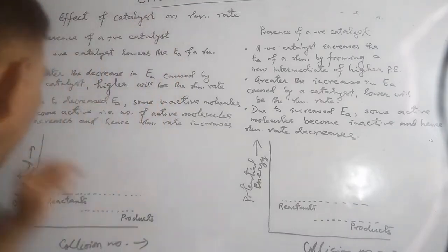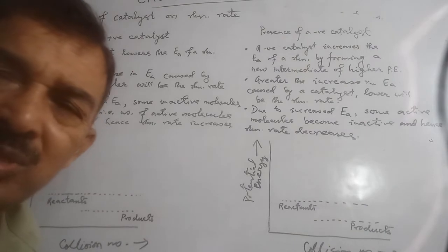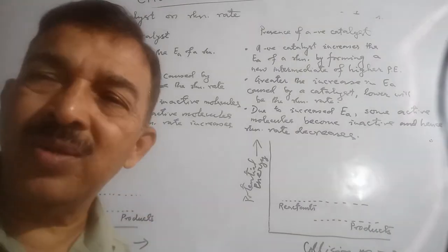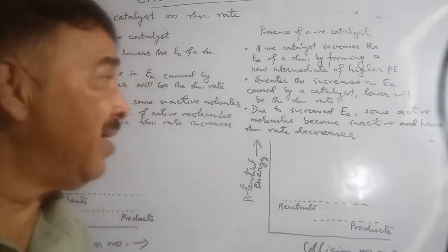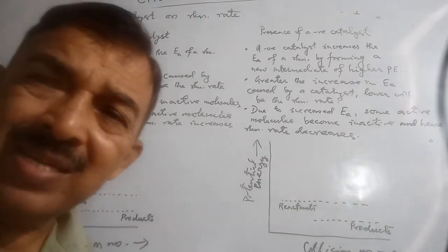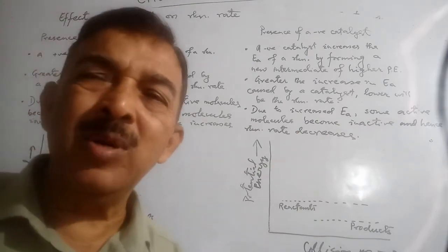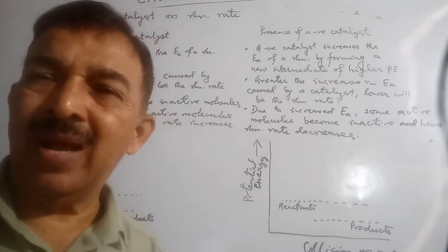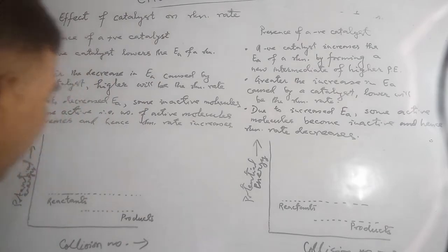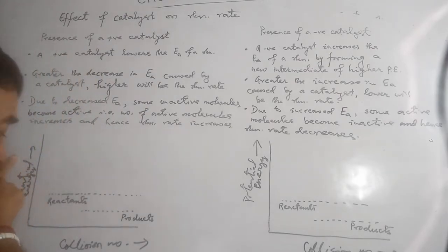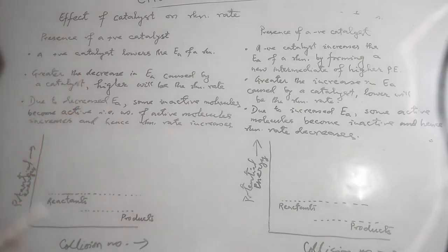This can be explained in this way. See the third point. Due to decreased activation energy, some inactive molecules become active. That is, the number of active molecules gets increased, and hence the rate of the reaction increases. Whereas in this case, due to increased activation energy, some of the active molecules become inactive, that is the number of active molecules gets decreased and hence the reaction rate decreases. Graphically, let us see in the graph, this is the potential energy of the molecules and this is the collision number, and we are going to explain the effect of a positive catalyst on the reaction rate.